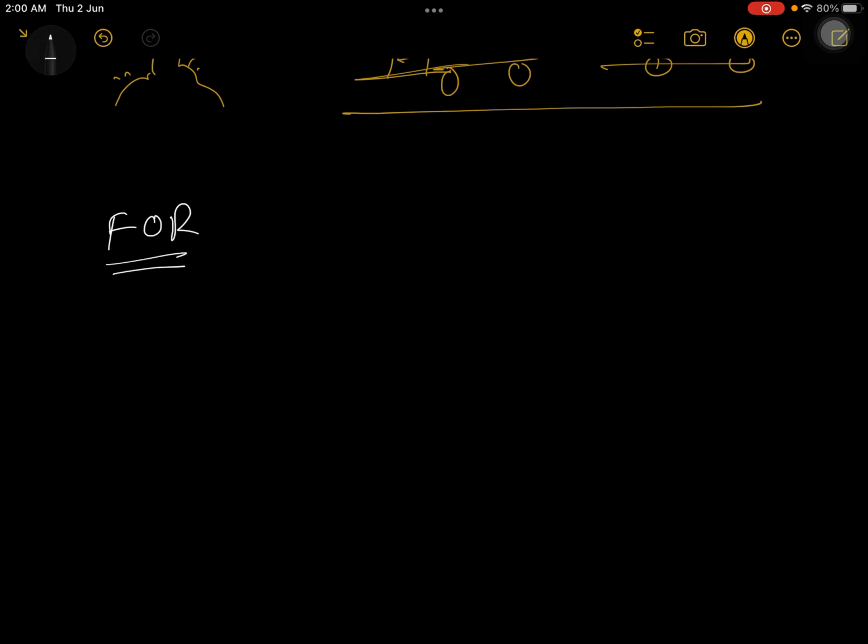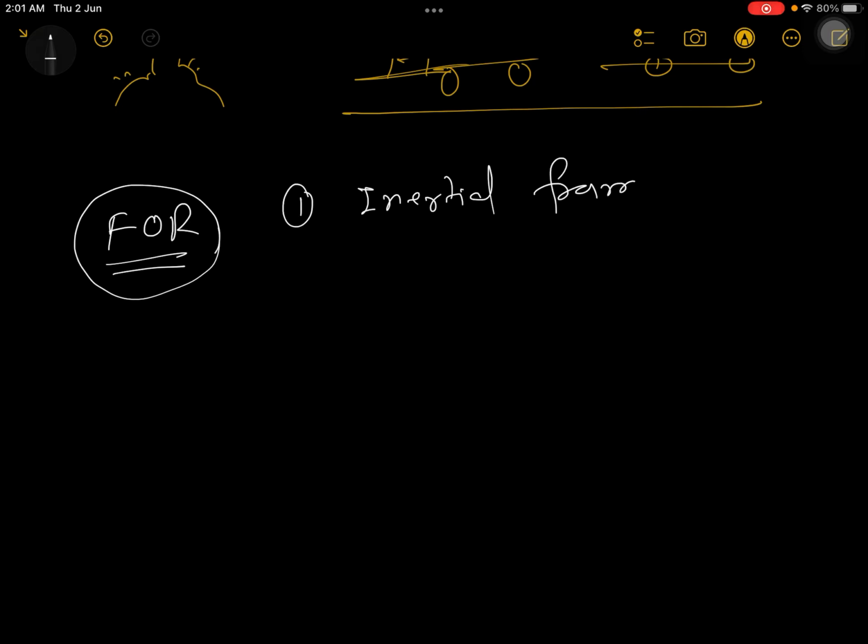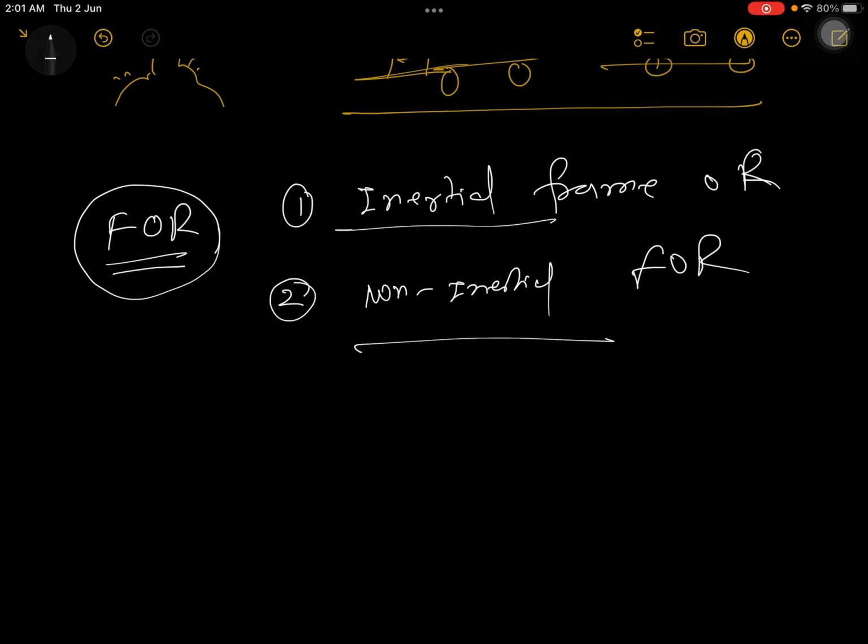Okay, so now let's understand frame of reference. So frame of reference is of two types. One is inertial frame of reference, and the second one is non-inertial frame of reference. What is the difference? A simple difference I will tell you.